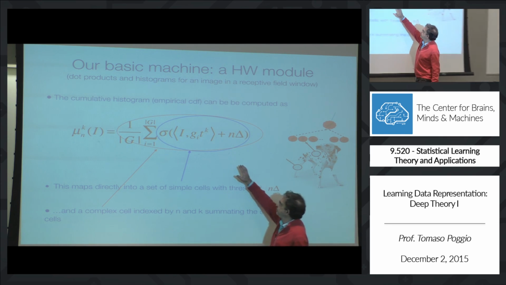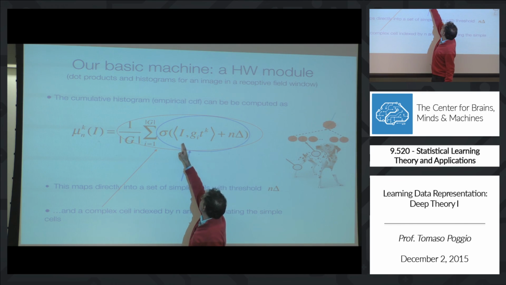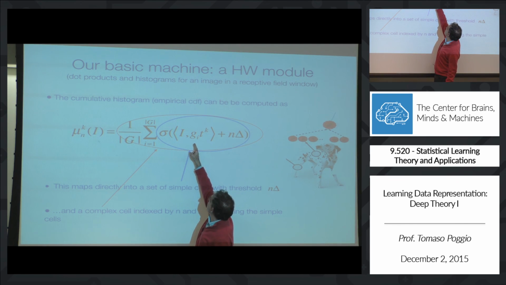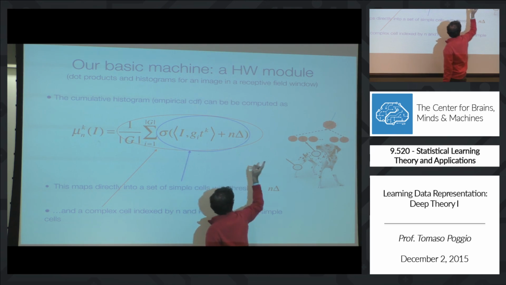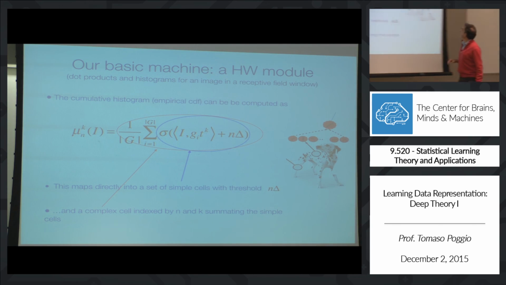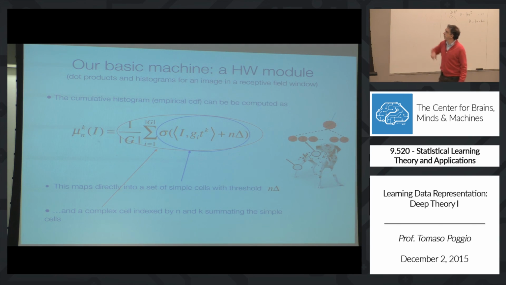This would be the dot product, simple cell with the input, a nonlinearity, and then the sum of them at the level of the complex cell.